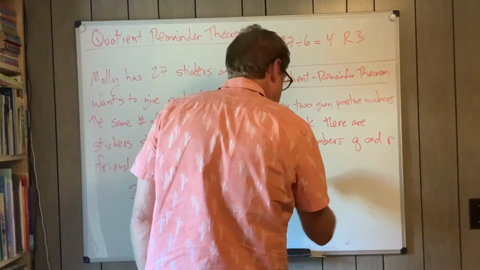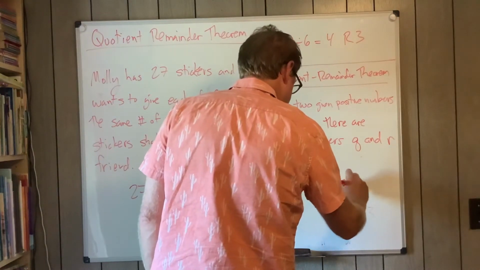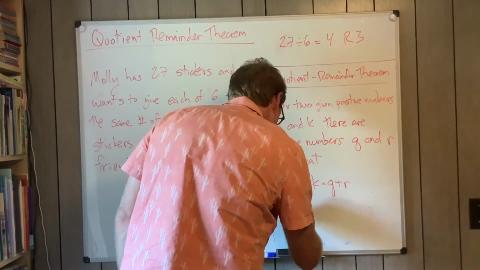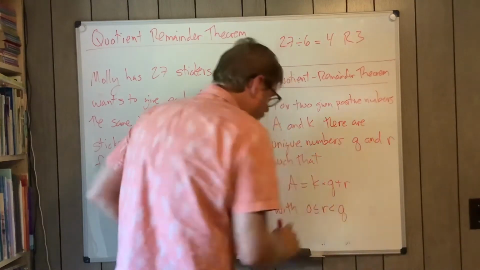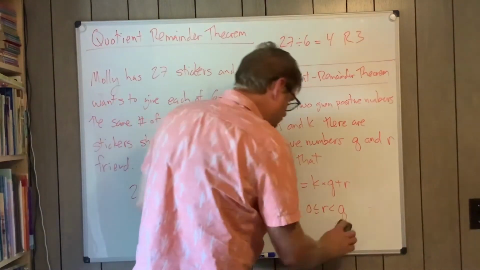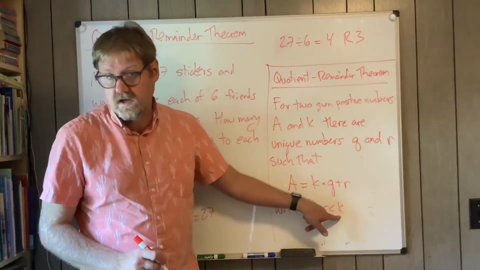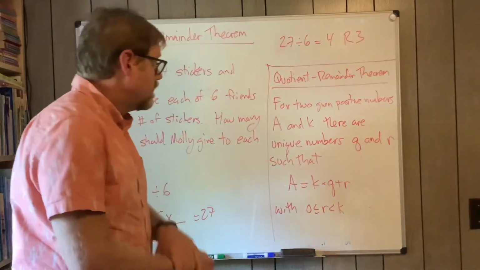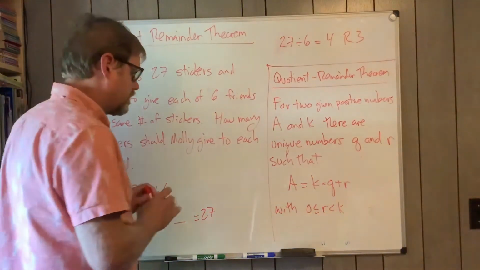A equals K times Q plus R, with R as small as 0, and sorry, not Q, K, and up to K, but not equal to K. So it has to be smaller than K, but it could be 0. We're going to see this throughout this course, and it's pretty important.